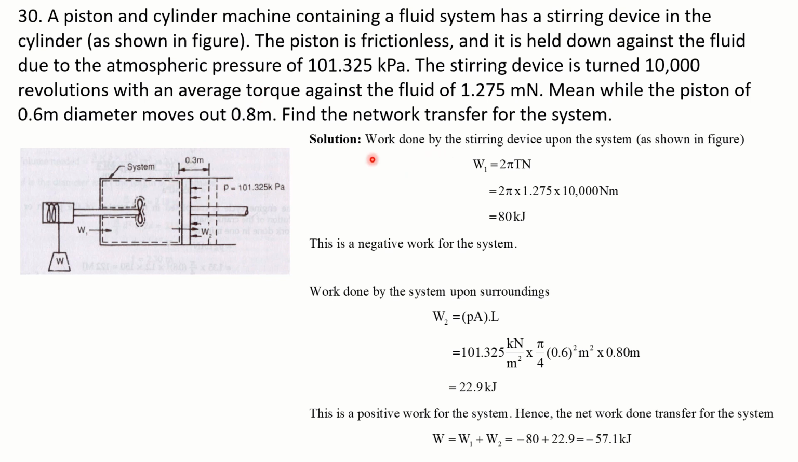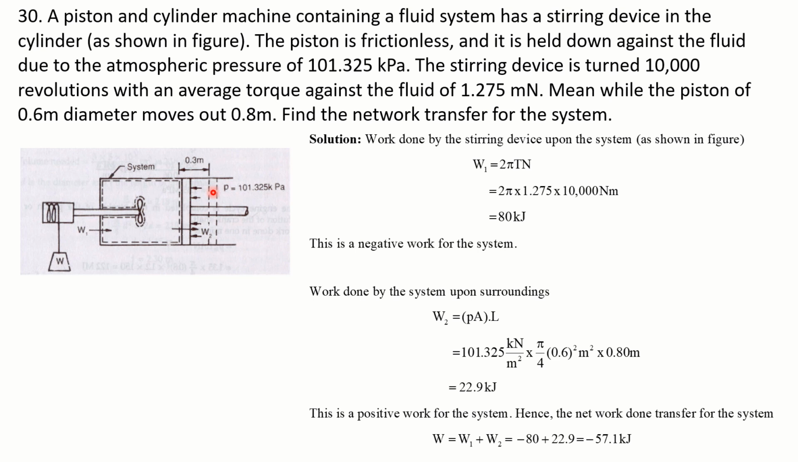So let us look at this. Work done by the stirring device upon the system, done on the system. So already I have explained, stirring work is given by 2 pi T n. 2 pi, torque is given, N is given, so you get 80 kilojoules. This is a negative work for the system, correct? It is done on the system, it is negative, I said.